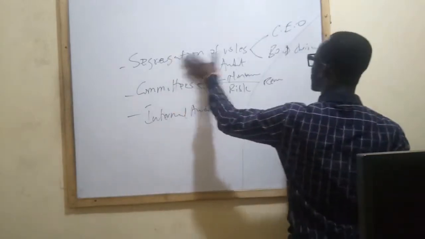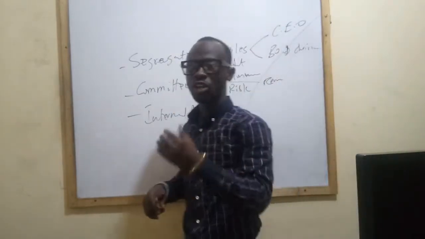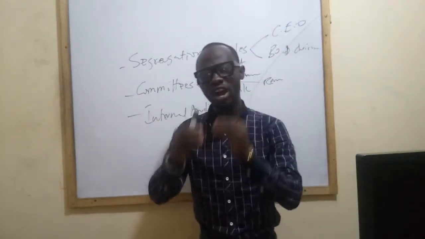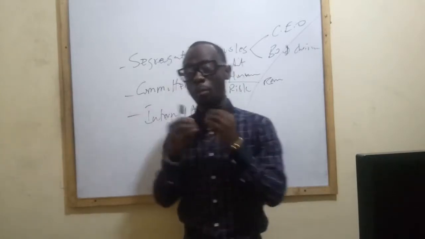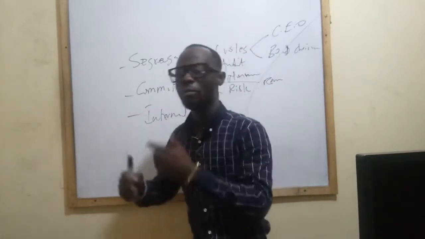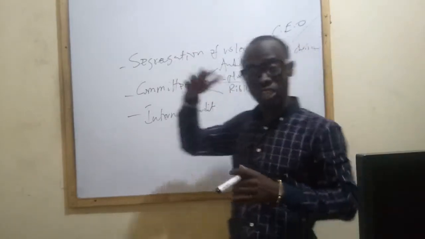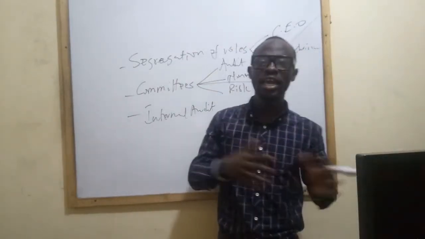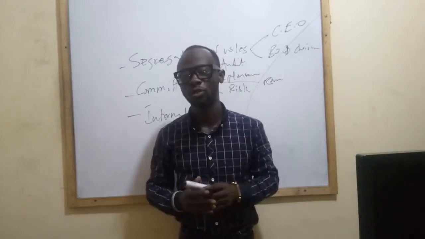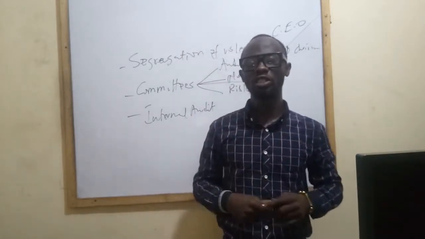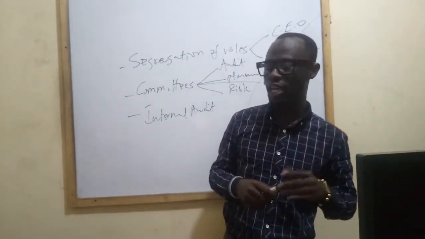So that is what you have to understand when it comes to segregation of roles. When it comes to practicing good corporate governance or best practices, there is a recommendation that organizations should ensure that the role of CEO and the role of board chairman is held by two different people so that the organization can operate well, efficiently, and effectively.